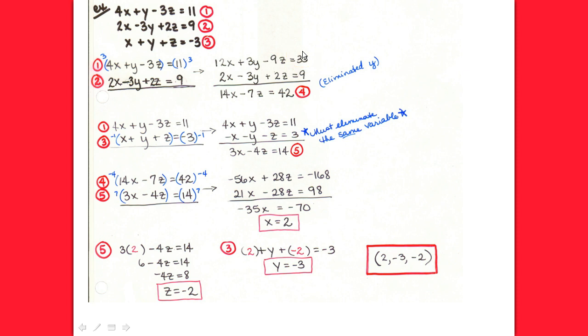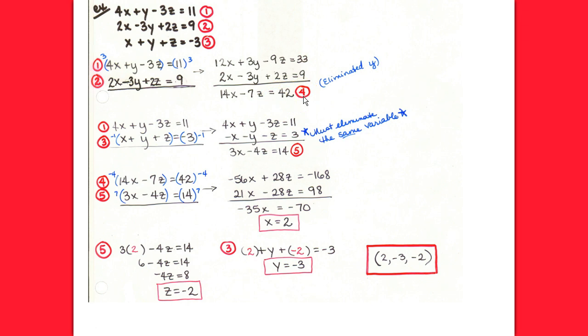And so when I combined, my y's did drop out, and that left me with 14x, no y's, negative 7z, and 42. And again, just so we can keep track of that, I'm going to call that equation number 4. So we created equation number 4 by eliminating y.